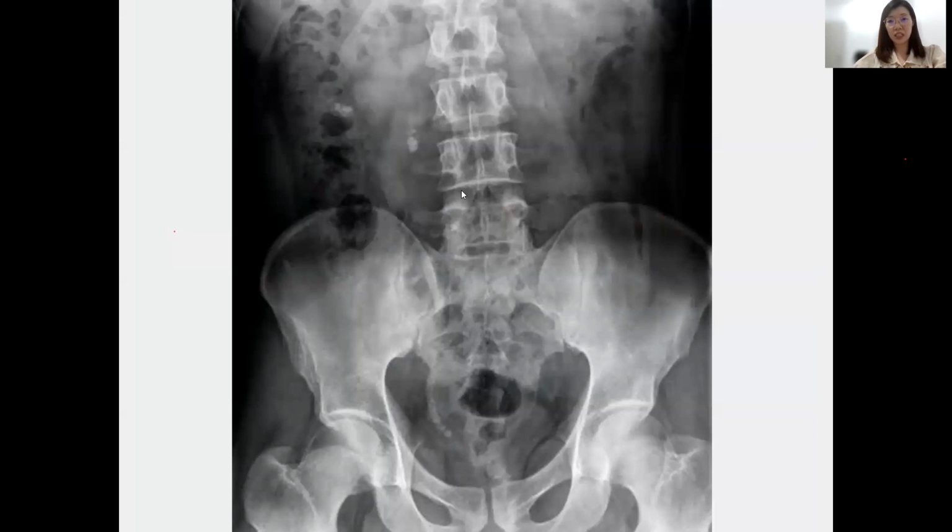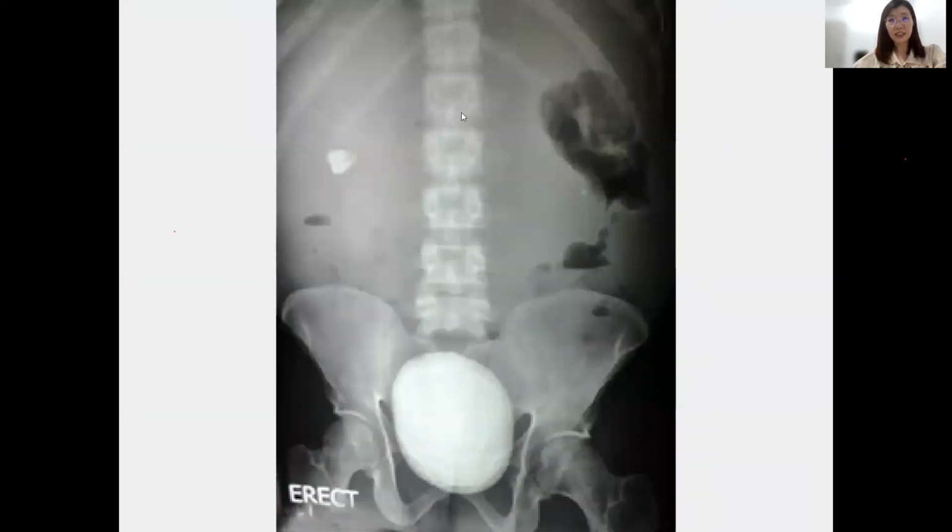So this one is a calculus here at the ureter and also at the right lower pole kidney. So these are urolithiasis. All right. And then this one, anyone can answer? Easy one.